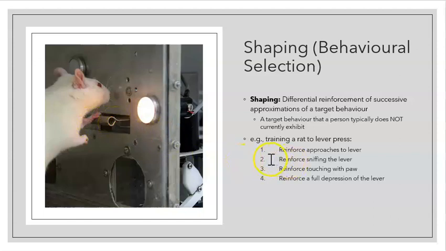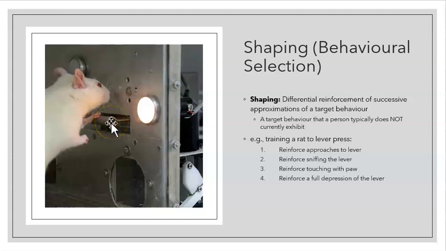So when we get to level 2 where it sniffs the lever, once we start reinforcing sniffing the lever, we will no longer reinforce the rat for just approaching it. So now approaching this side of the box is not good enough. It needs to do more. So it'll sniff it. Next, we'll reinforce it for touching the lever. So reaching up with its paw to touch it. So rather than touching it with his nose, he now has to touch it with his paw. This can take a while, but they will learn it.